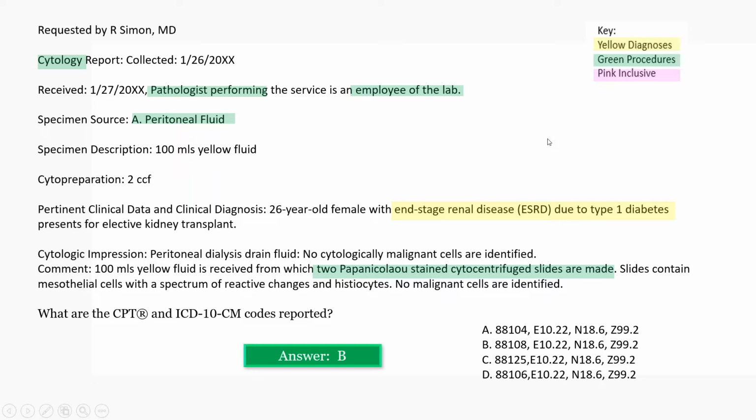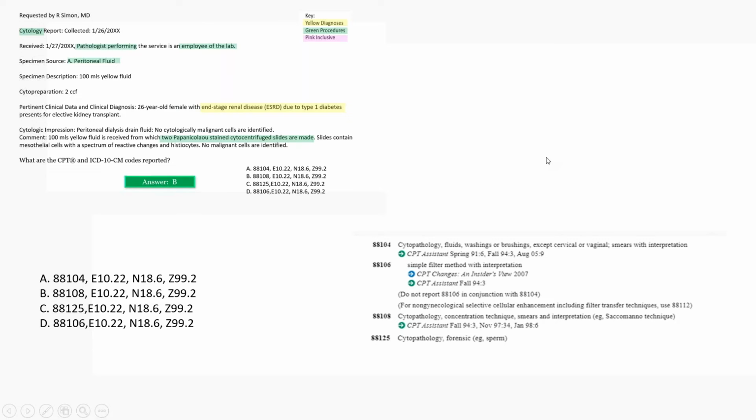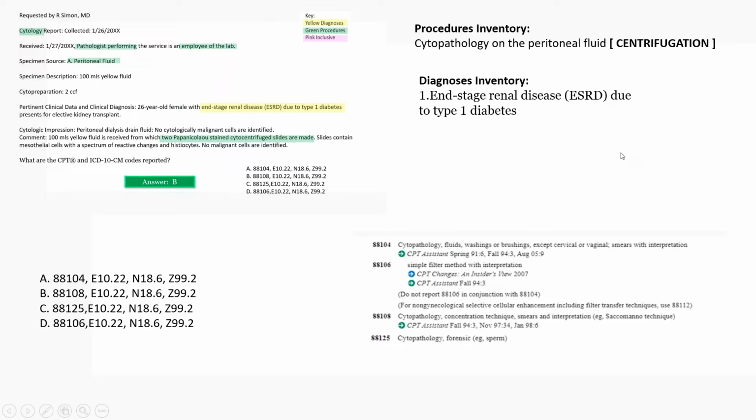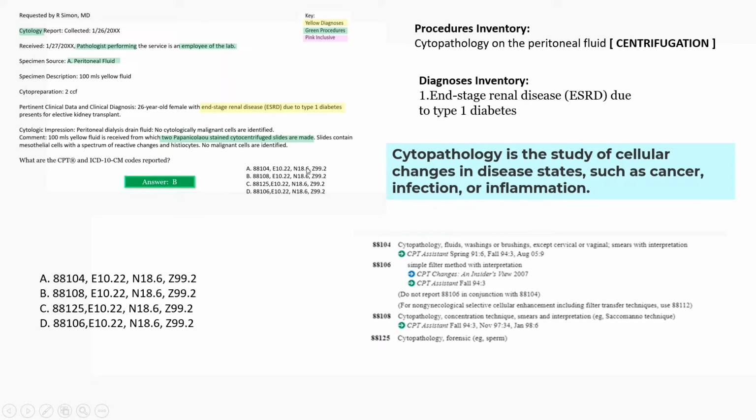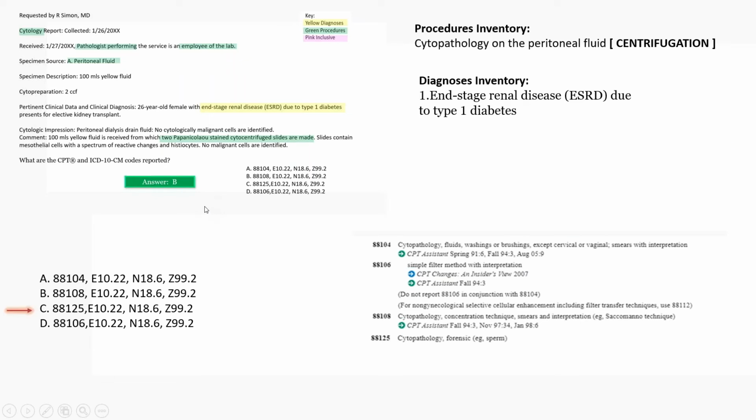Okay, the correct answer will be option B. Let's see how we arrived at option B. These are the procedures performed. In the procedure inventory, we have cytopathology on the peritoneal fluid, and the technique used was centrifugation. In the diagnosis inventory, we have end-stage renal disease due to type 1 diabetes mellitus. The procedure performed was a cytopathology study, a study of cellular changes in disease states such as cancer, infection, or inflammation.